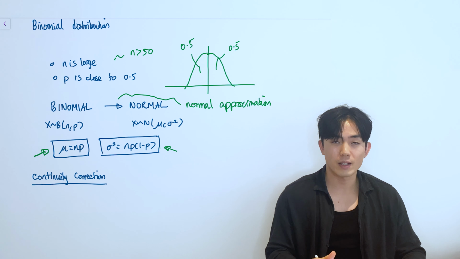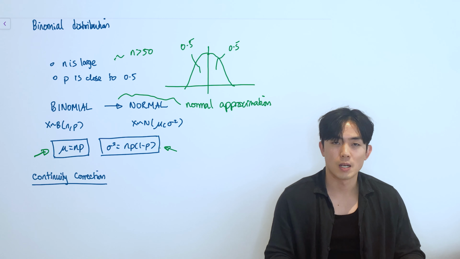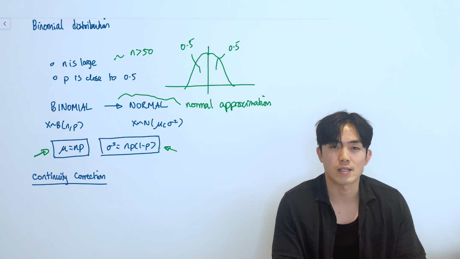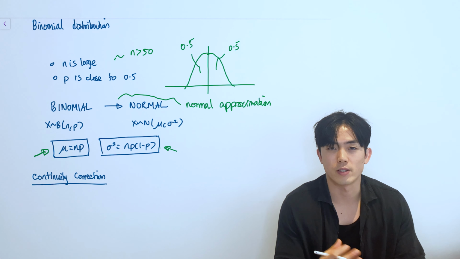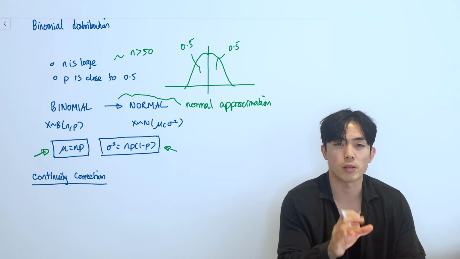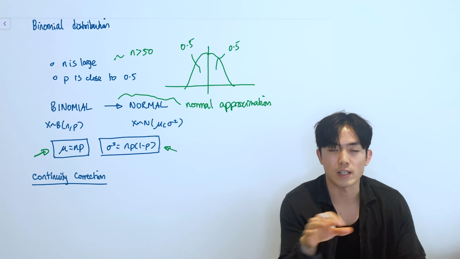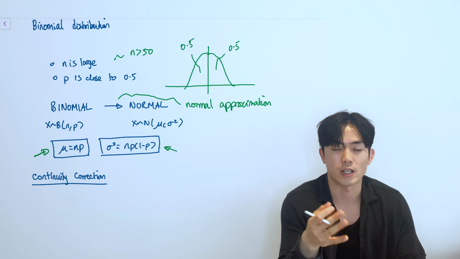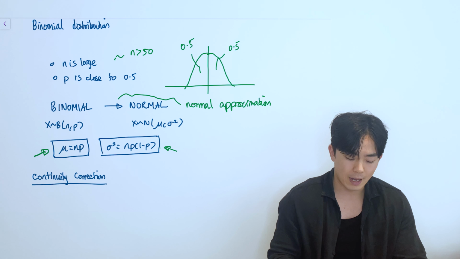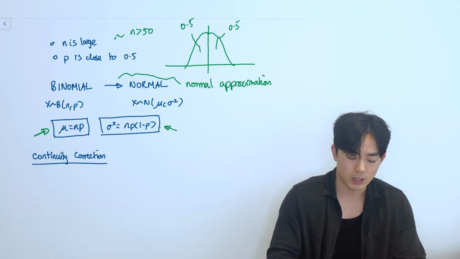Right, so once we've got that, then we can go about finding the probabilities. But we have to remember that binomial is a discrete distribution, whereas normal is a continuous distribution. Binomial means it can only take positive integer values. Continuous means you can take any single value possible, so it can be a rational number, it can even be a negative number. So for that case, we have to do something called a continuity correction.